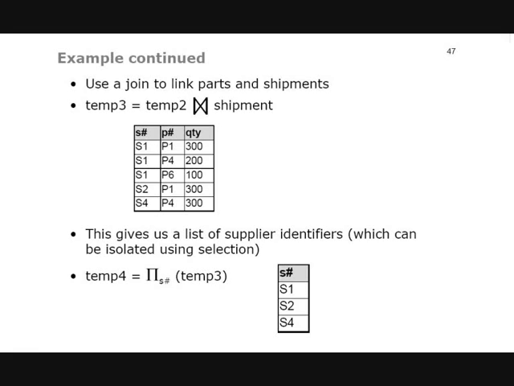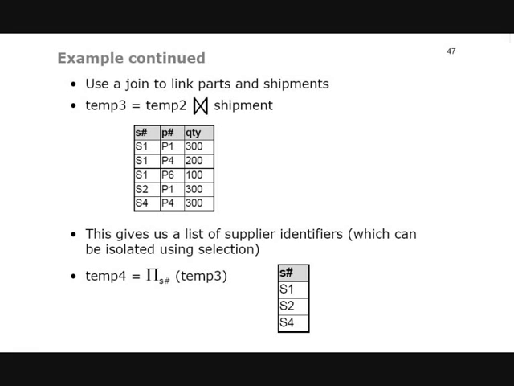I haven't finished answering my query, because I need the name of the suppliers. So I therefore need to move on to the supplier table. But in order to do that, the only thing that I really need is the supplier number, so that I can link to the supplier table.